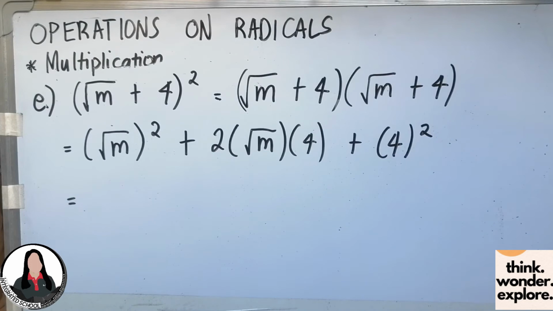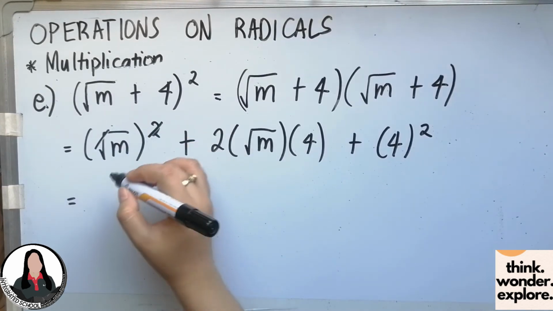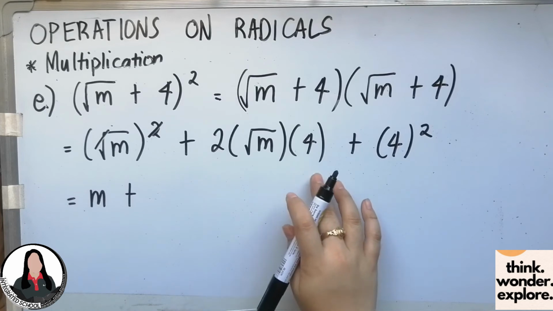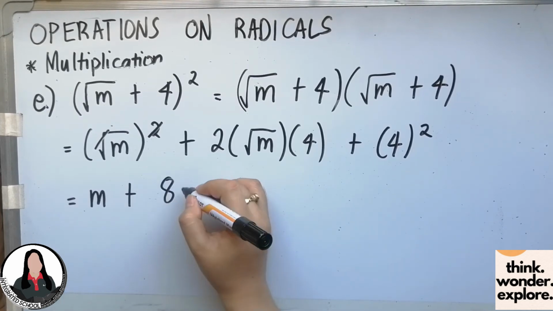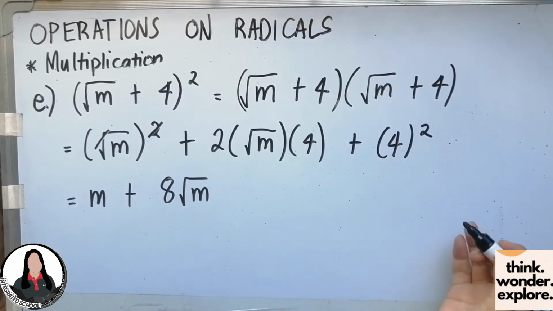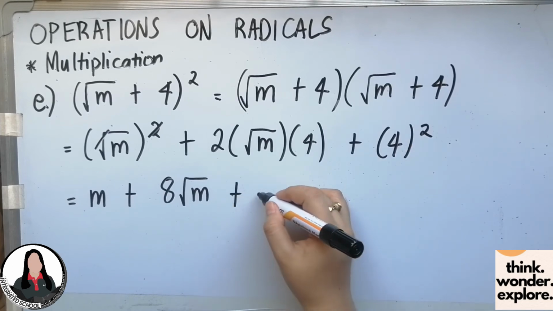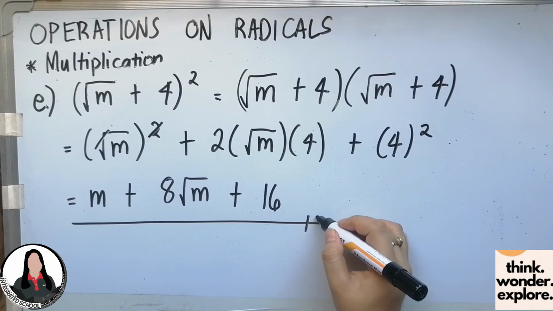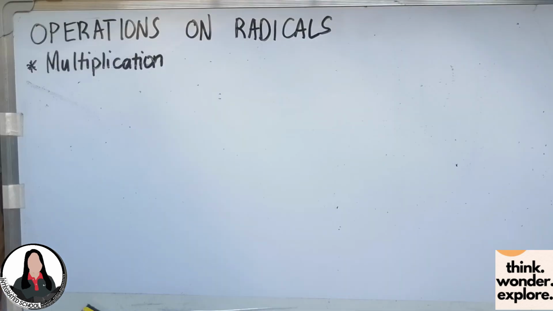So, according sa laws of radicals, kapag parehas ang index at ang exponent ng isang radicand, we can actually cancel it. So, we have m, and then plus 2 times 4, that's 8, then square root of m. And then 4 squared, that is 16. Therefore, we have m plus 8 square root of m plus 16. So, we are now done with multiplying radicals having the same indices.